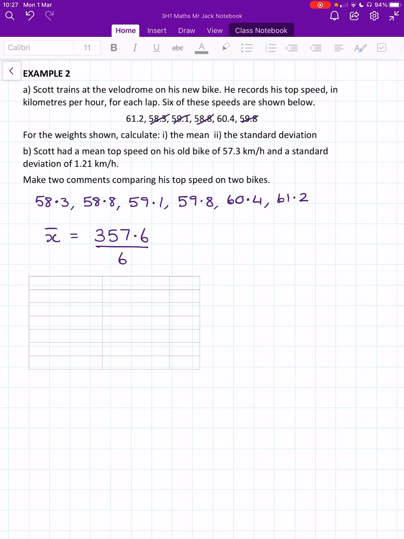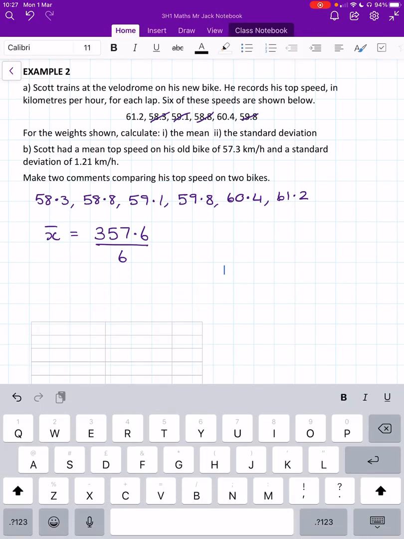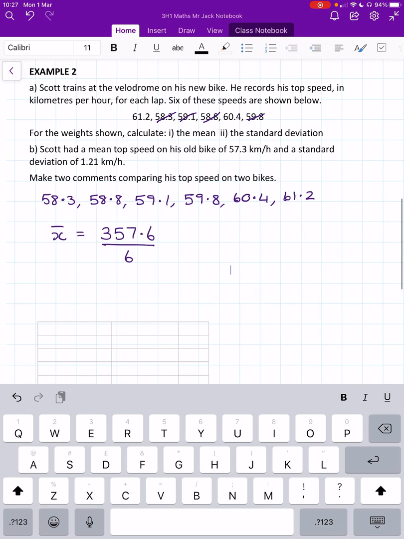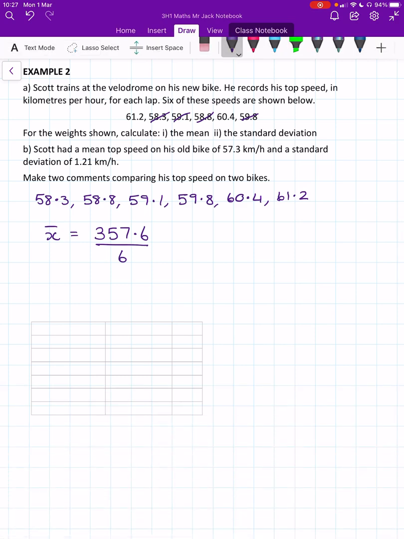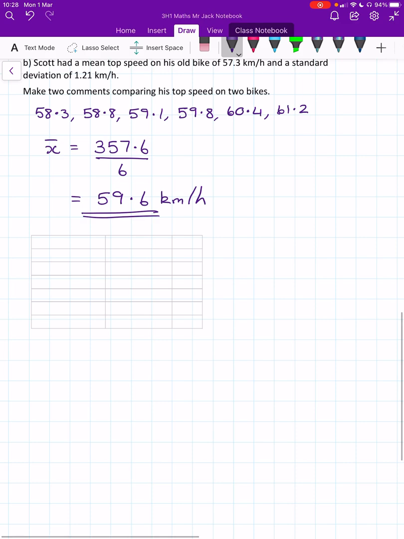Now I'm just going to move this table down slightly out of my way. So 357.6 divided by 6, we're saying x bar is 59.6, and that's in kilometres per hour. Okay, so that is the mean calculated, job done. So that's part 1 done. The next bit of this is to calculate the standard deviation.